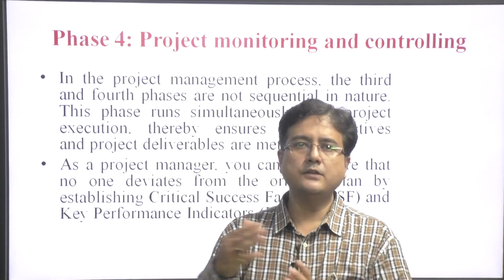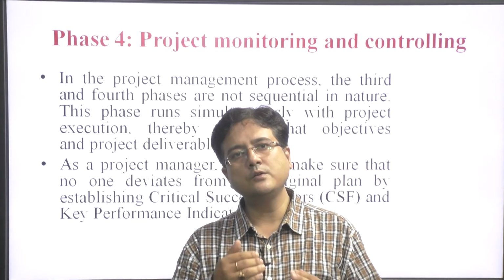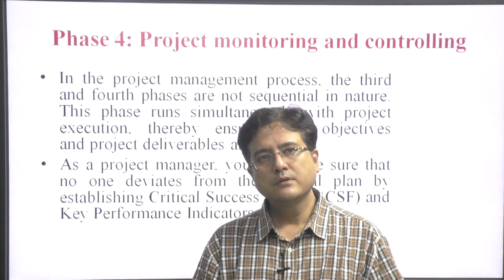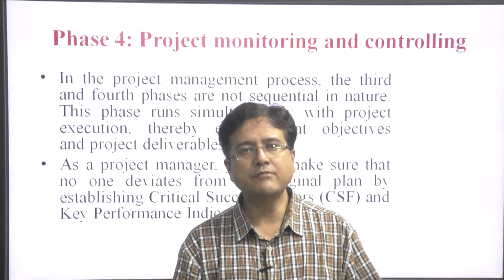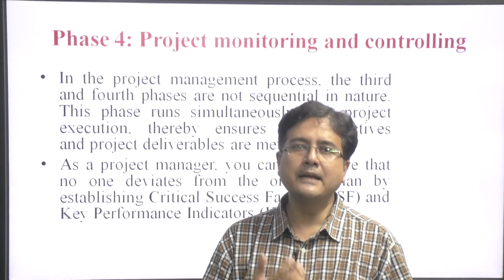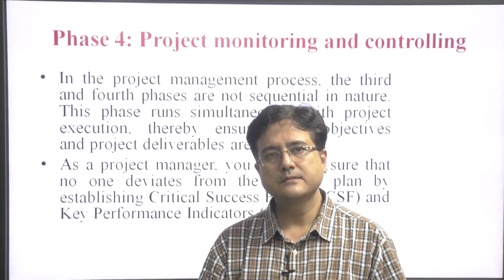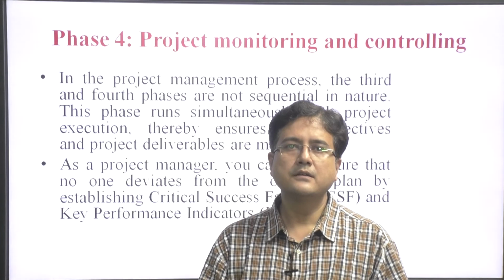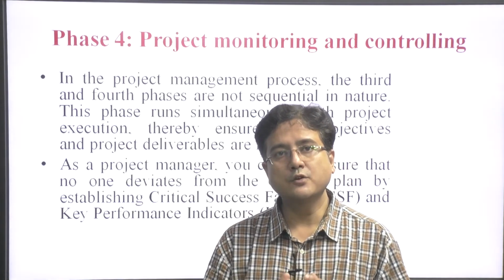This is a continuous process. The fourth stage is monitoring and controlling. It is a continuous process that runs parallel from planning. When we execute the project, we have to monitor the progress of the project weekly, daily, monthly, and control the variances. If there is any difference in budget, we can easily control it at the initial level. If we delay, then it is uncontrollable.